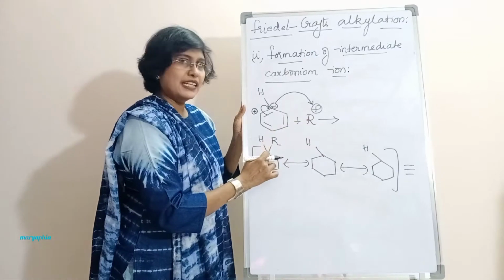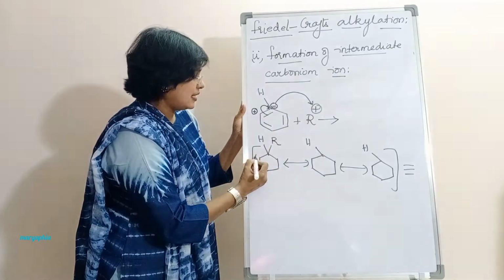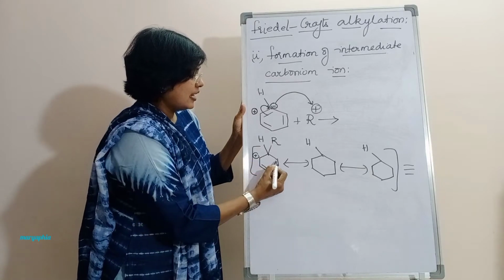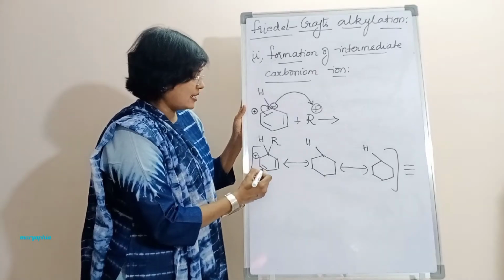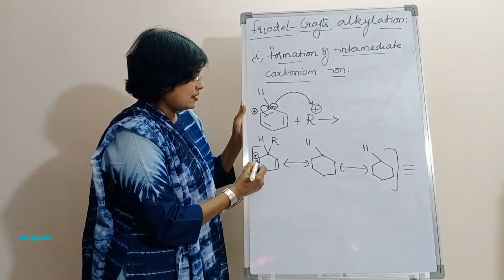Therefore next is the formation of the intermediate carbonium ion. R comes and gets attached to this carbon. Here is the positive charge and these are the pi bonds. Okay, it does not stay here, as I told you. These 2 pi electrons will be shifted this side.